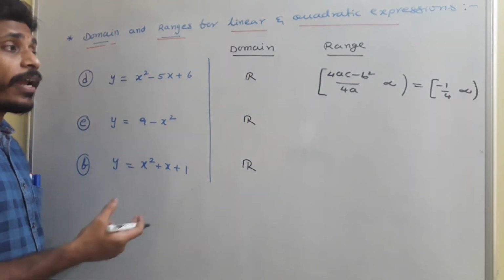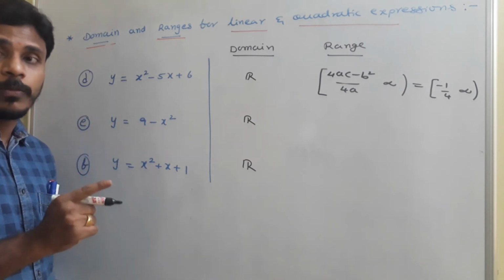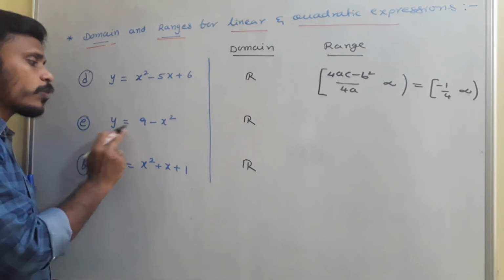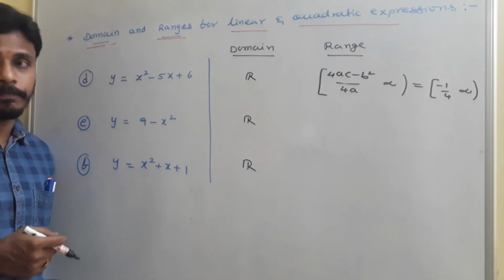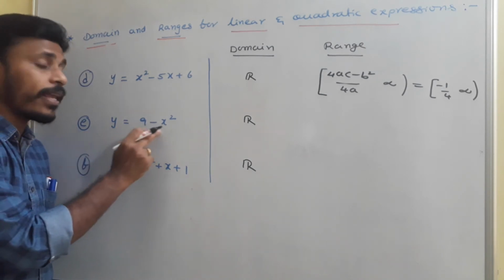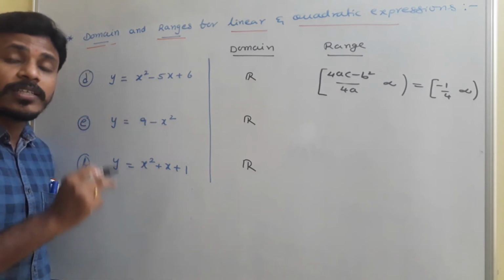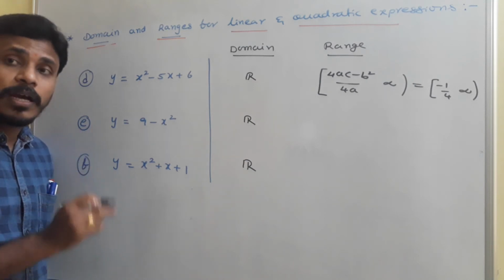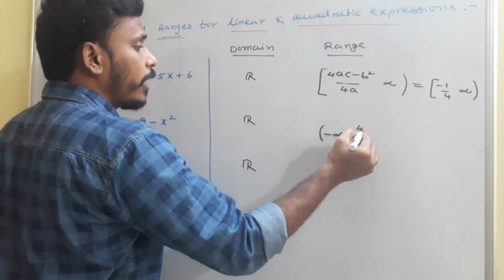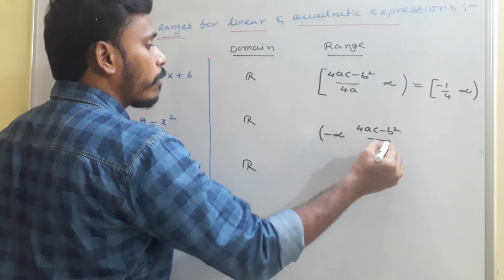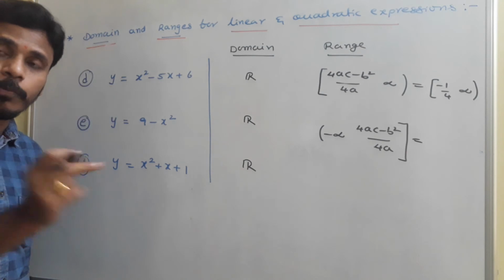So simply, finding the range for these types of expressions is identifying the minima or maxima corresponding to the expression. The next one is y is equal to 9 minus x square. For y is equal to 9 minus x square, since the coefficient of x square is negative, it's a downward parabola. It has maxima. We don't have minima for it. So we will represent the range like this: minus infinity to (4ac minus b square) by 4a. This is the rule to find the range if the graph is a downward parabola.